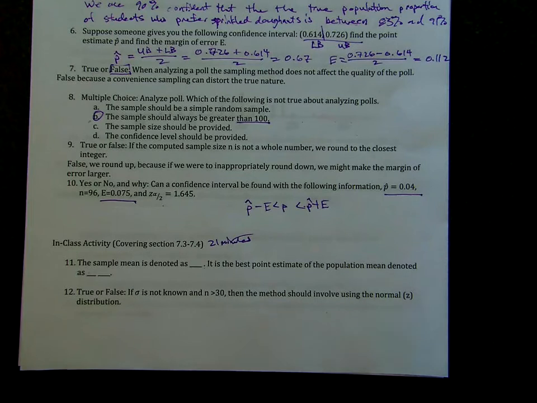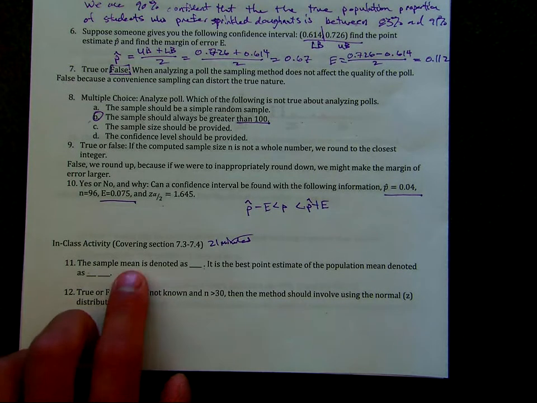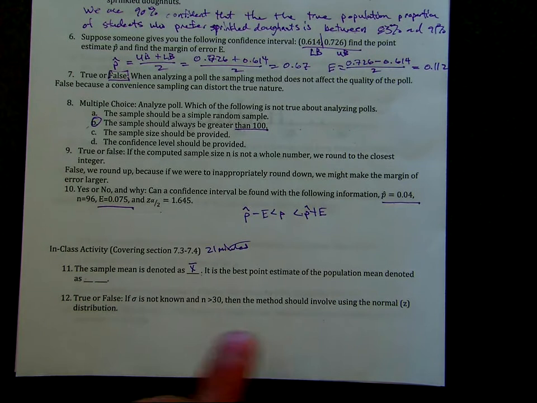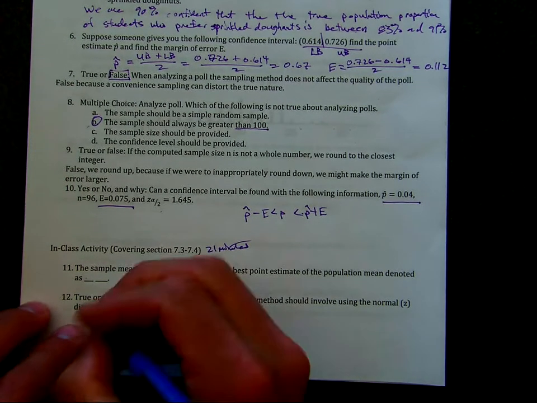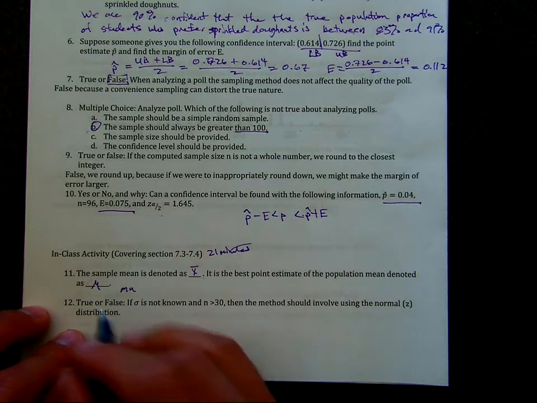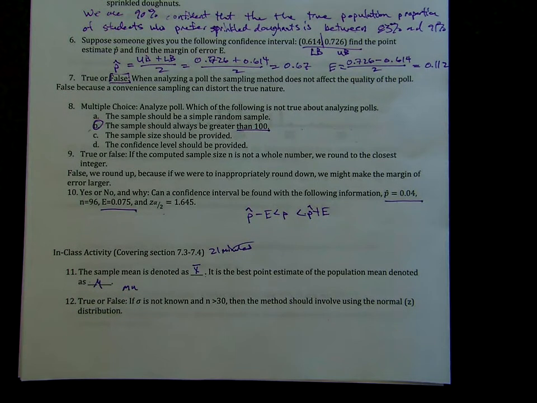Number 11, the sample mean is denoted as x bar. It is the best point estimate of the population mean denoted as mu, okay? All right, so you might see that as mu. It's a Greek letter. 12, true or false, if sigma, right? Sigma, you might see it written like this.